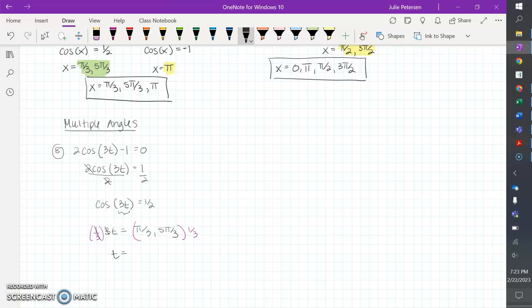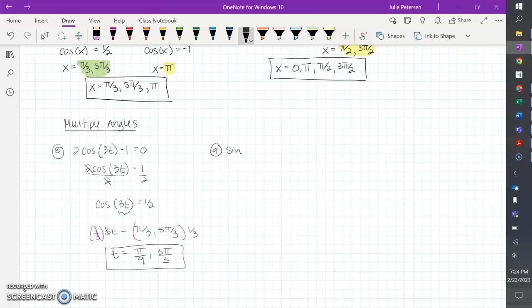And then 1/3 times pi over 3, we just multiply. Pi times 1 is pi. 3 times 3 is 9. For the 5 pi over 3, same thing. 5 pi times 1 is 5 pi. 3 times 3 is 9. And these are our angles. So yeah, the only little wrinkle here is that once we figure out what our angles are, we still have to do some math operation to isolate the variable. In this case, it was t.